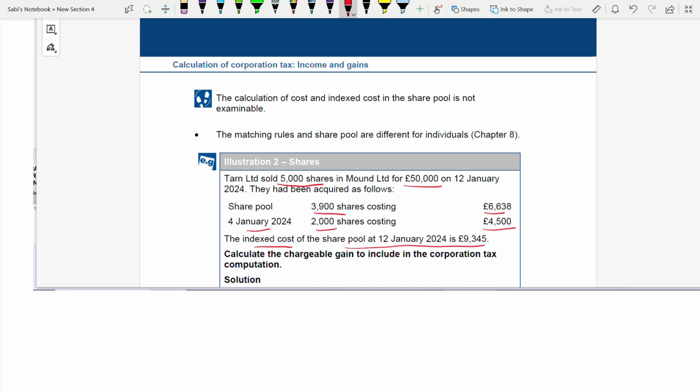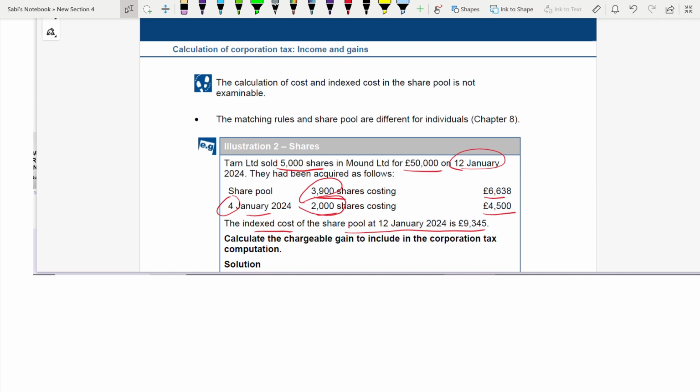Do you have any acquisition on the same day? You have sold it on 12th Jan. No, you don't. Do you have any in the previous 9 days? Yes, this one, because it's on 12th Jan and this is 4th Jan. So first you will take from the 2000, and the remaining from the share pool. How many? 5000. So 2000 from 4th Jan, and from the share pool you will take 3000, because you have sold 5000.